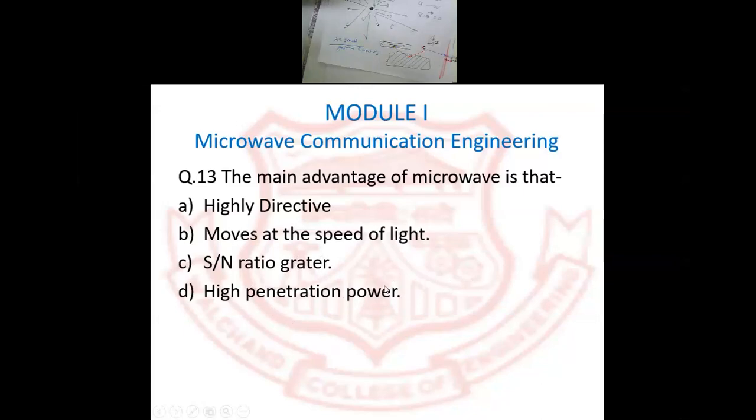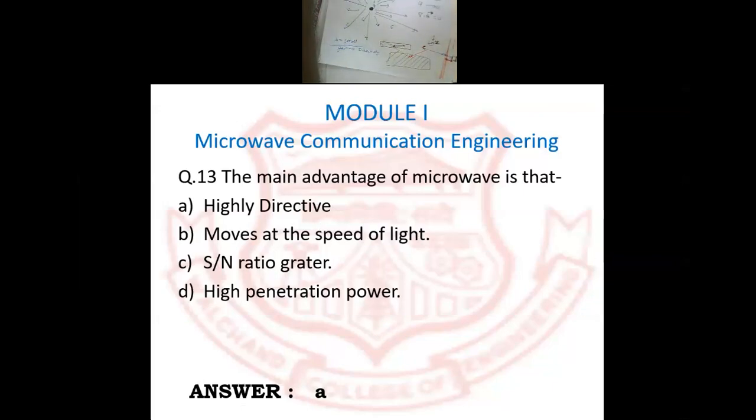High penetration power. Okay, since it is about your microwave frequency, it will not penetrate. That is the property of a microwave signal. If it is a metallic object, then that signal will be reflected back. That answer is not D. Okay, so you can say that answer is about A. It is about highly directive. Wave will not penetrate there. Okay, it is not high penetration.